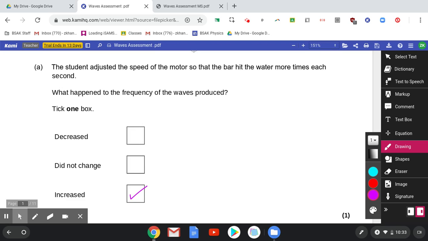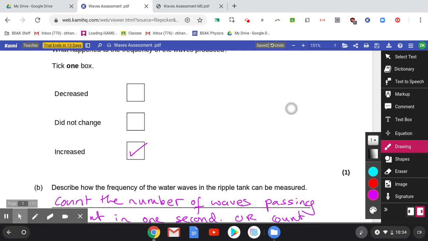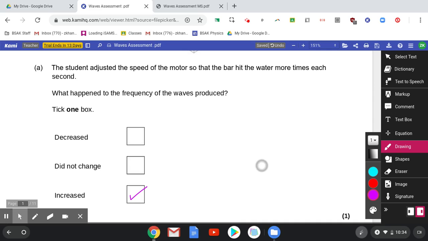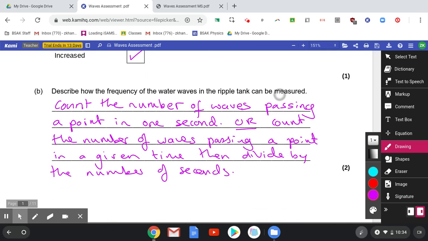Students adjusted the speed of the motor so that the bar hit the water more times each second. What happens to the frequency of the waves produced? We saw this with our core prac, that with increasing frequency, the gap between the wavefronts will get shorter. So the first answer is the frequency increases.